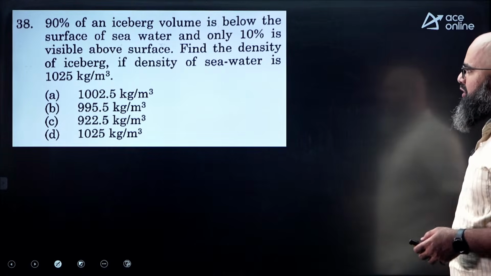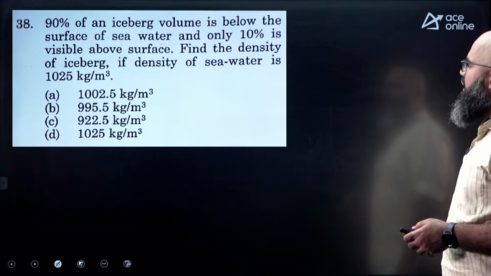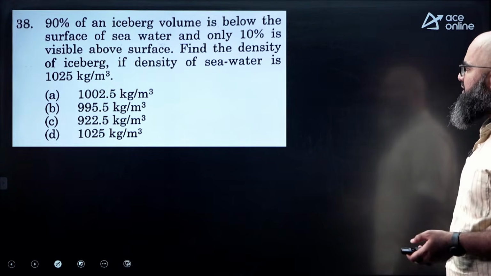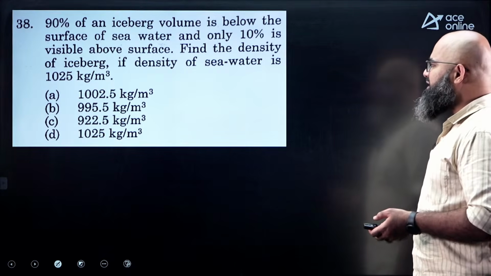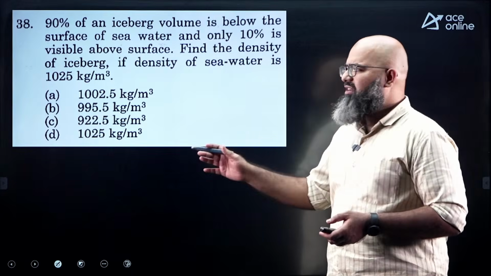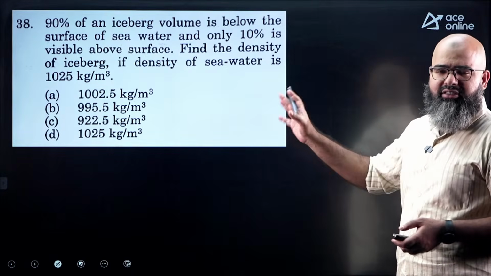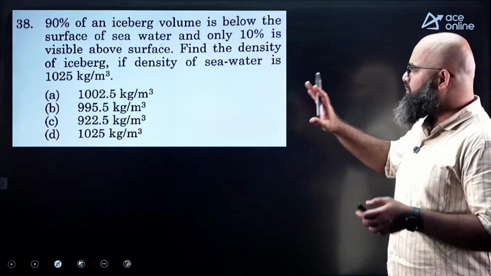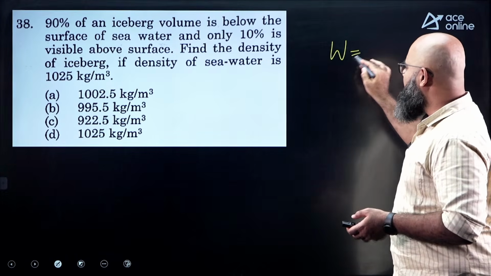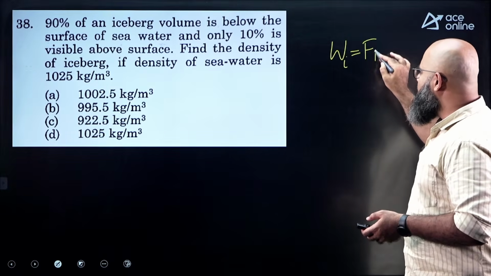Moving further, the next question over here is: 90% of an iceberg's volume is below the surface of sea water, only 10% is visible above the surface. Find the density of the iceberg if the density of sea water is 1025 kg per meter cube. Again, every book you see will have this question. Probably the percentage of the iceberg might be different, but the spirit of the question will still remain the same. How do you answer this? You can straight away go for equilibrium, write down weight of iceberg is equal to force of buoyancy.